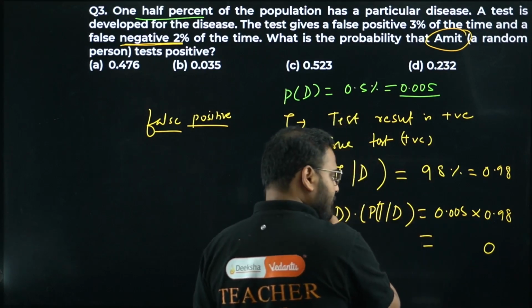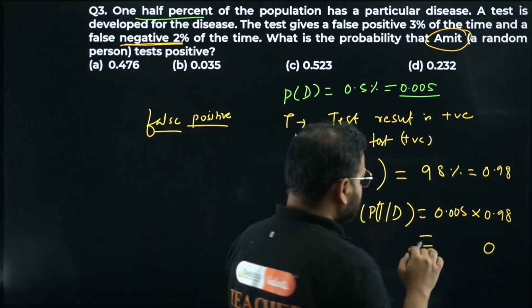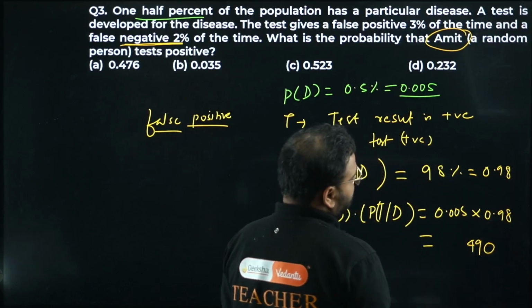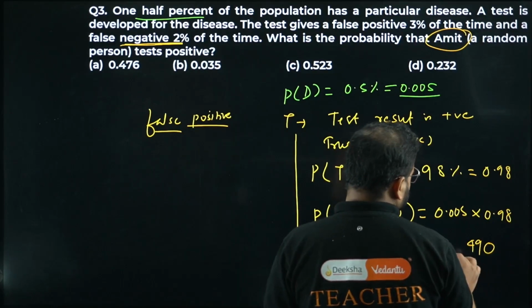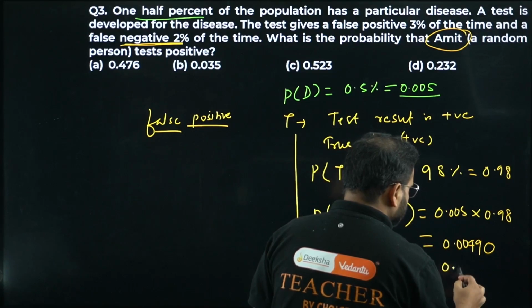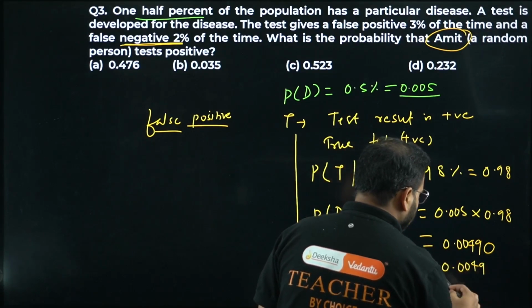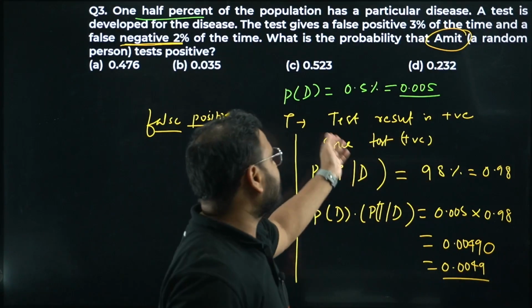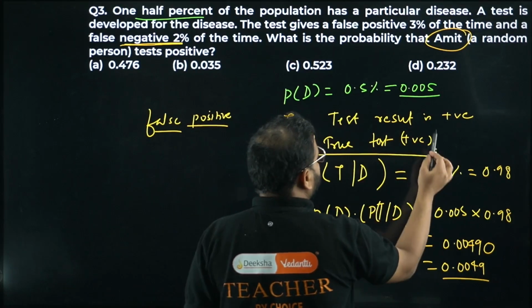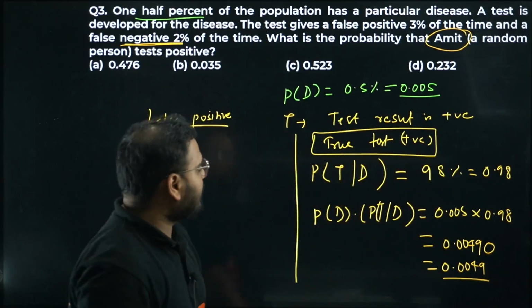8 5s are 40, so 0. And 5 9s are 45 plus 4, so 49. How many decimal places do I have? 2 and 3, so 5. So I get 0.0049. This is the chance of a case where the test result is positive and he's actually sick. What is the next step?